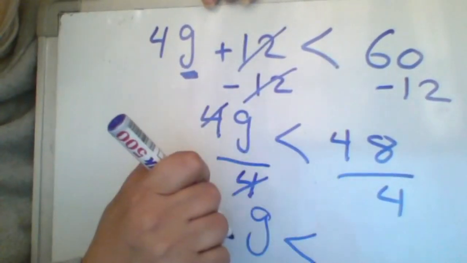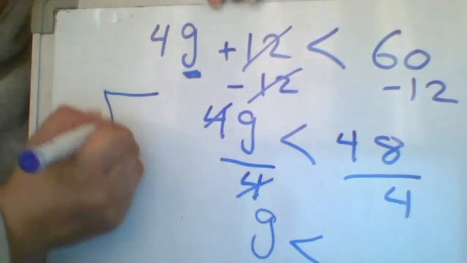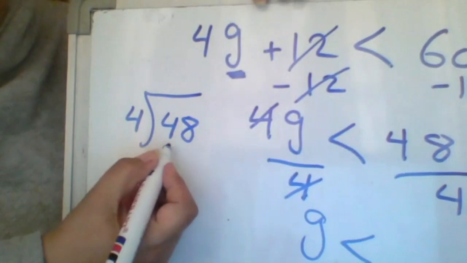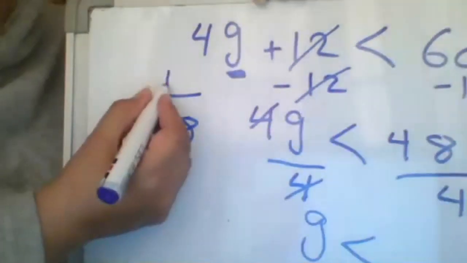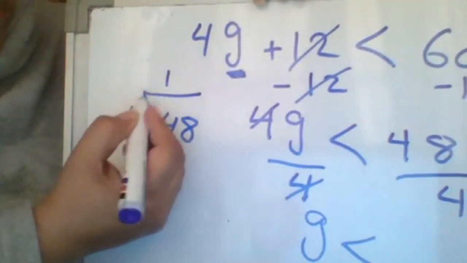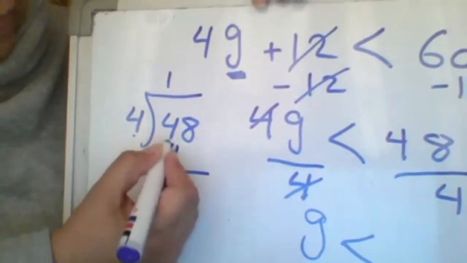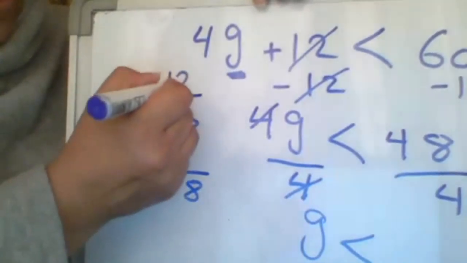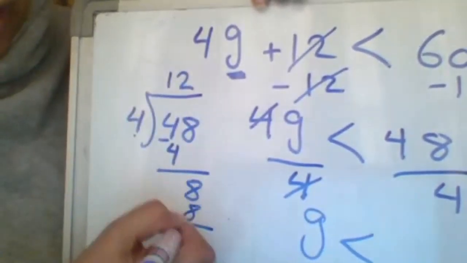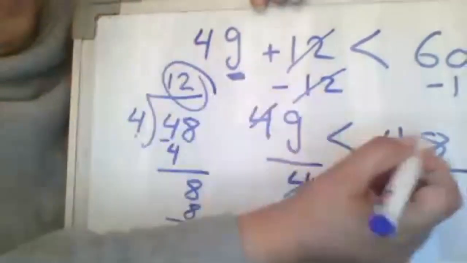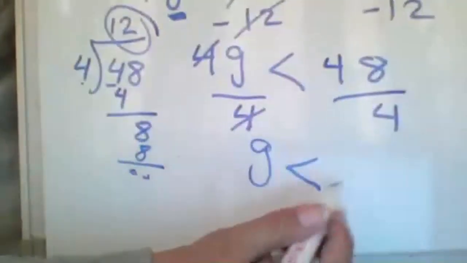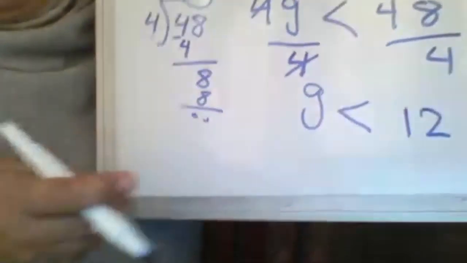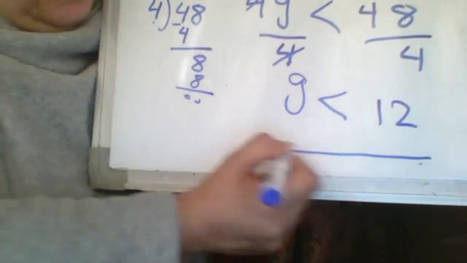48 divided by 4, it will be how many? 48 divided by 4. Then 4 divided by 4 equals 1. 1 times 4 equals 4. And then we have 8. 8 divided by 4 equals 2. 2 times 4 equals 8. Which means 48 divided by 4 equals how many? 12. Equal 12.